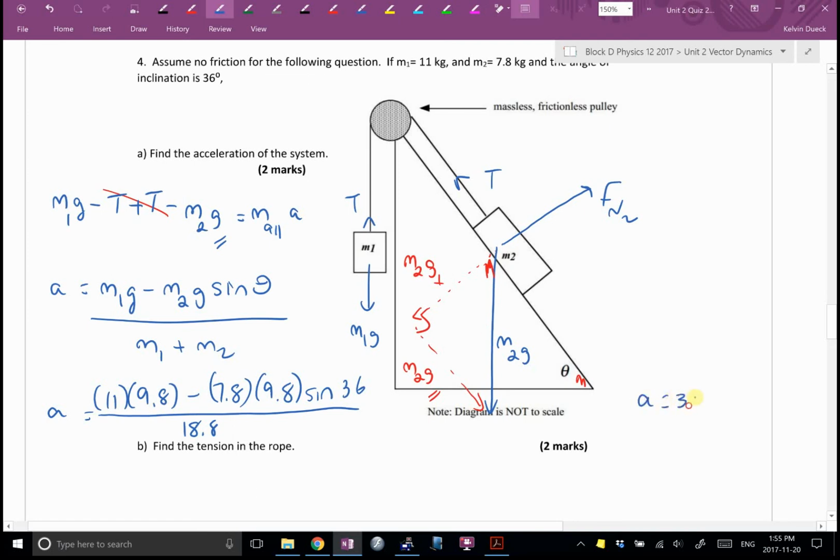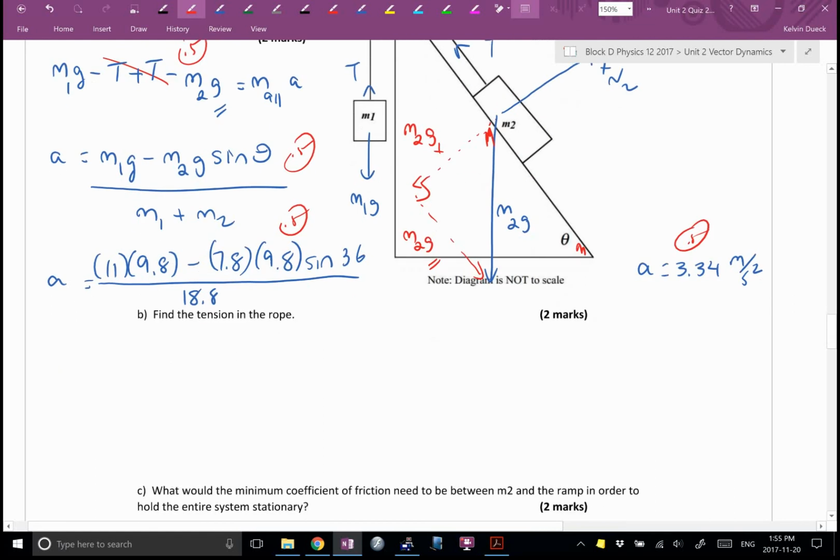A equals 3.34 meters per second squared. If you got that, 2 out of 2. Otherwise I would probably go something like half mark for that, half mark for that, half mark for the numbers, and a half mark for the answer. Find the tension in the rope. You could use mass 2. I'm going to use mass 1.